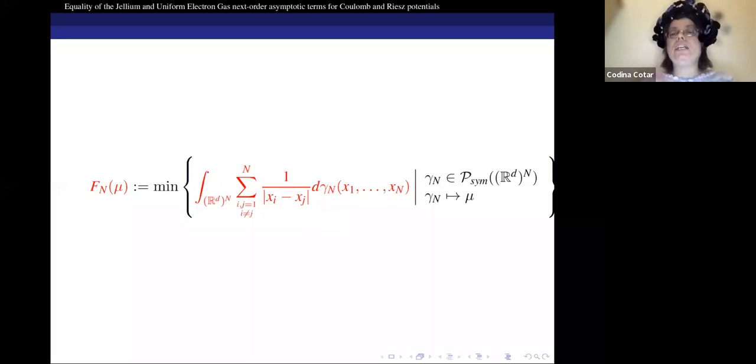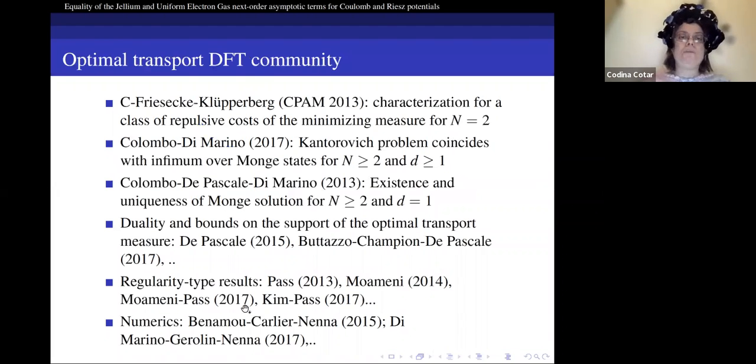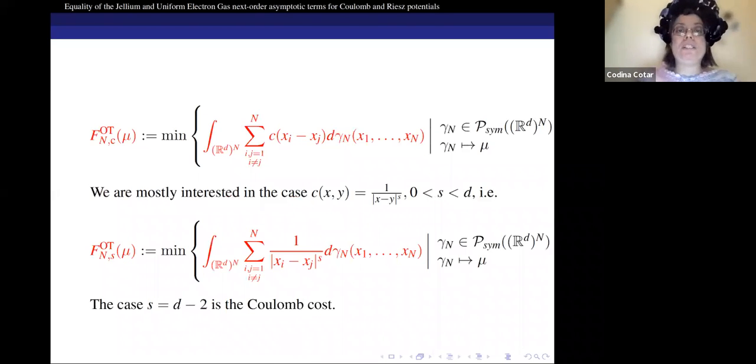For a larger number of electrons, there are various works in the literature, and I'm not going to go into them. I'm going to go straight into the case where we take the number of electrons really large, which is realistic if you have a system with many electrons. Now, for the rest of my talk, I'm going to use the notation F_{N,C}^{OT}(mu). So this is an optimal transport problem with N marginals. And I'm going to take all marginals equal to mu, just because of the interest in the physics problems.